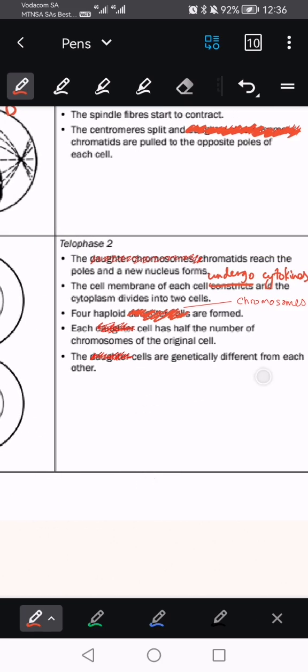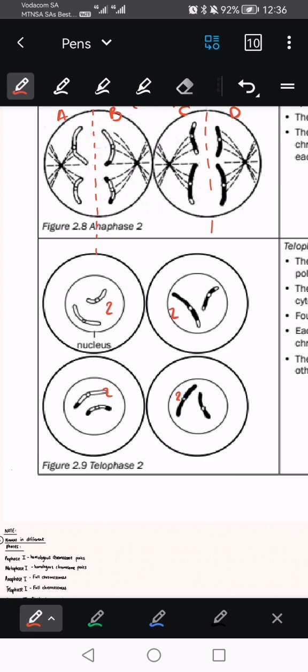The cells are genetically different from each other. How do we know that they are genetically different from each other? Here we can see that this whole thing is light. Here we have dark and light. Here we have dark, more light. Here we have fully dark. So that is showing us genetic variation.